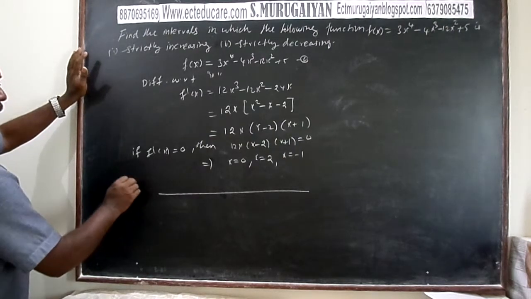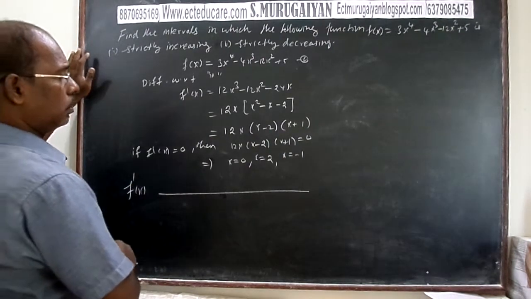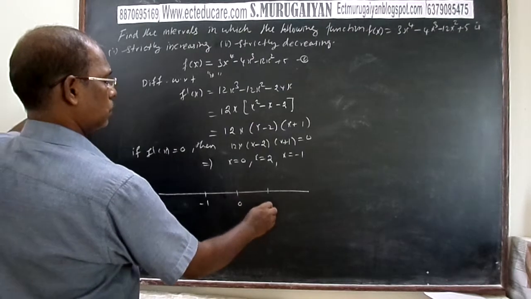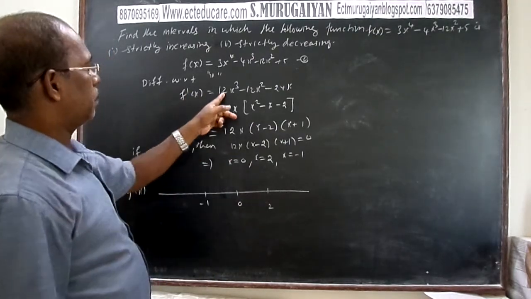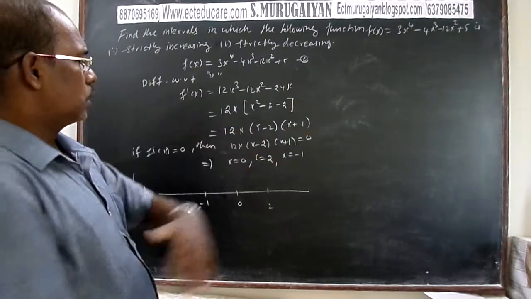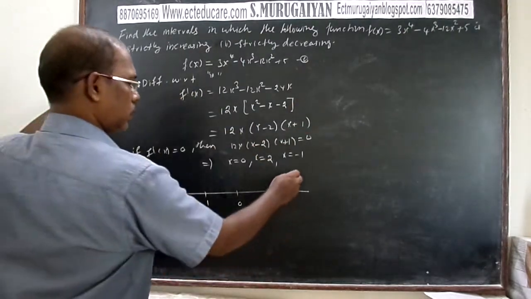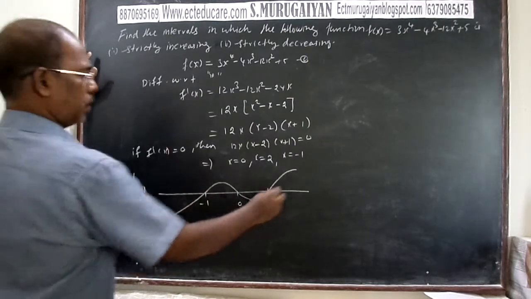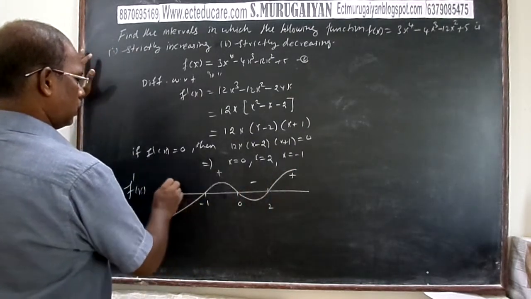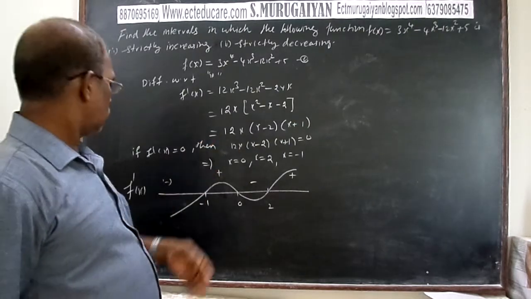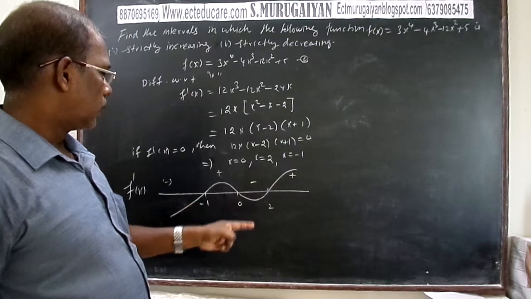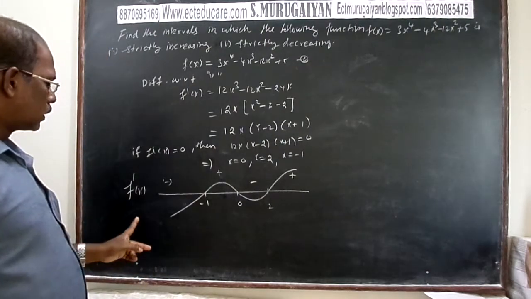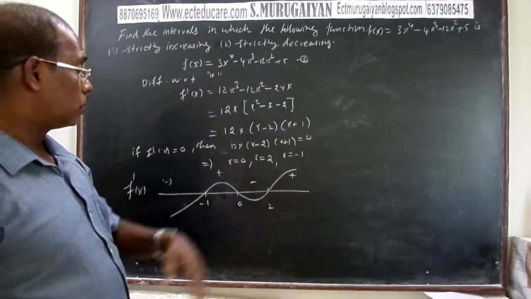If you draw a sign curve for the first derivative with the three zeros, -1, 0 and 2, the leading coefficient of the first derivative is positive. So in the rightmost interval, the first derivative is positive, then negative, positive, negative. So we can conclude the function is increasing in the interval -1 to 0 union 2 to infinity, and decreasing in the interval minus infinity to -1 union 0 to 2.